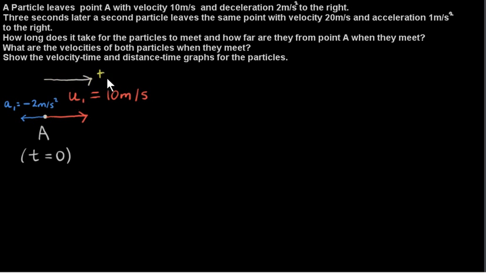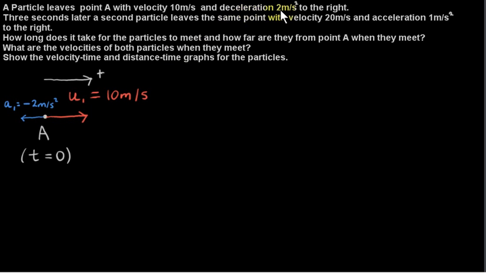I'm taking directions to the right as being positive, so all vectors pointing to the right are positive. So this particle is moving to the right, so its velocity is positive. However, its deceleration is 2 meters per second squared. So that means that the particle is moving to the right but slowing down. So that means its acceleration vector is pointing in a direction opposite to its initial velocity vector.